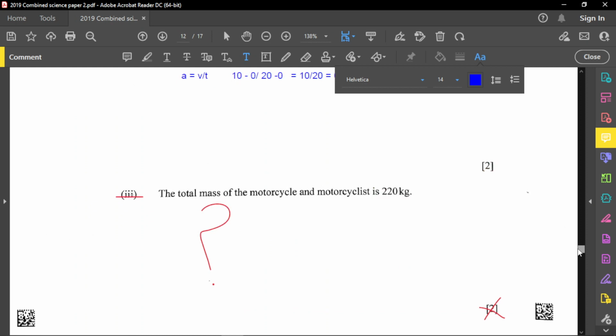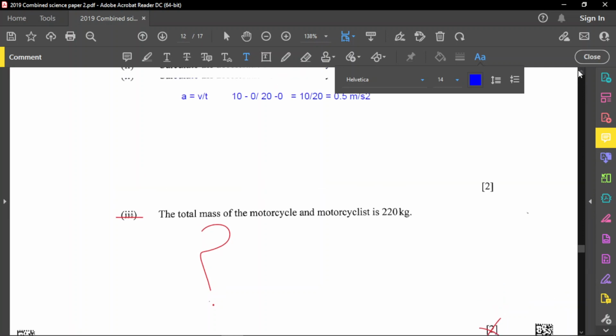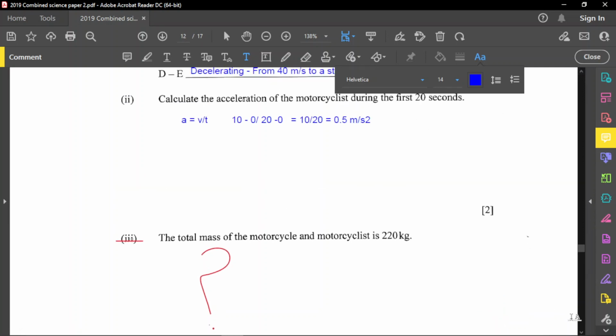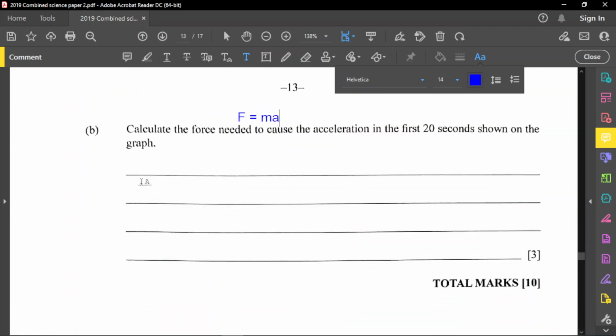I think that's why they actually gave us the mass right here. So this is 220 kg. And our acceleration, let me go back to the acceleration in that part, is 0.5. So 0.5 is the acceleration. All right, so let's quickly do that now.